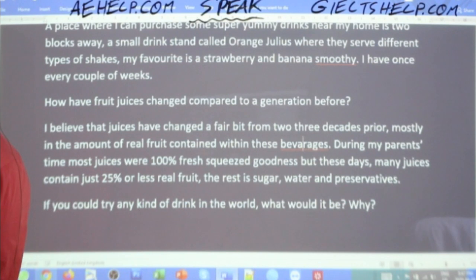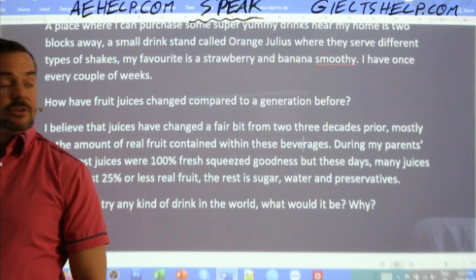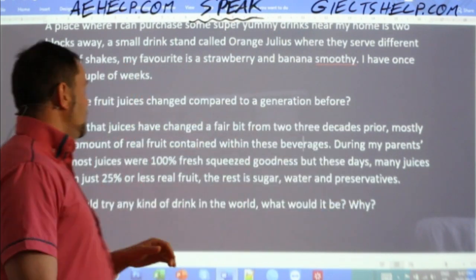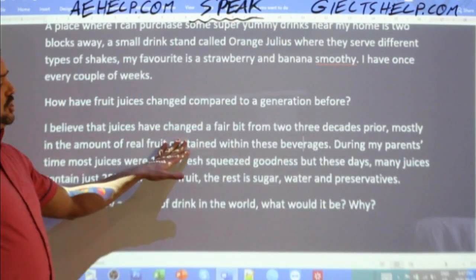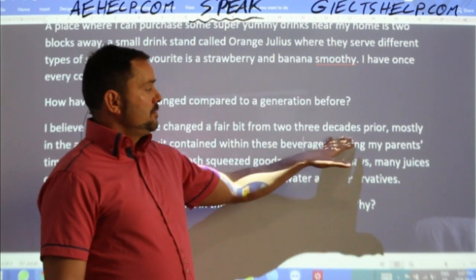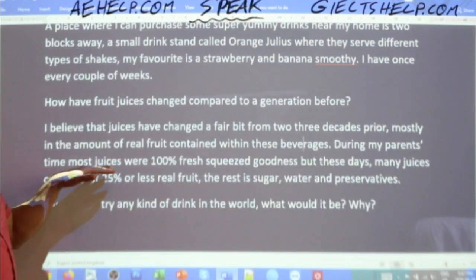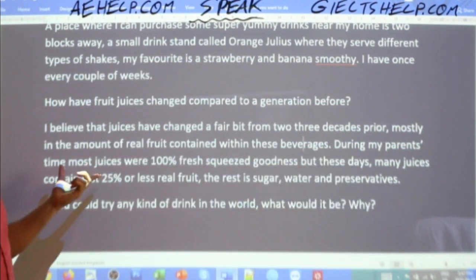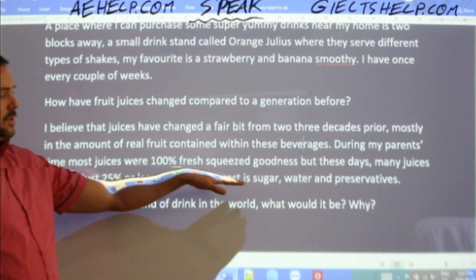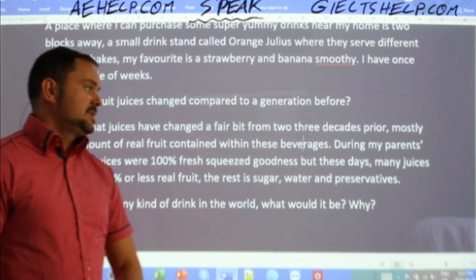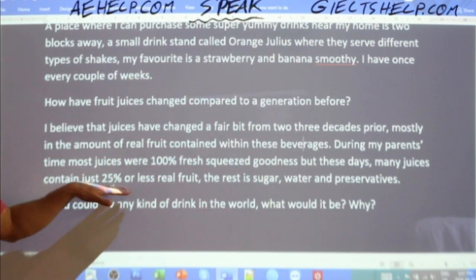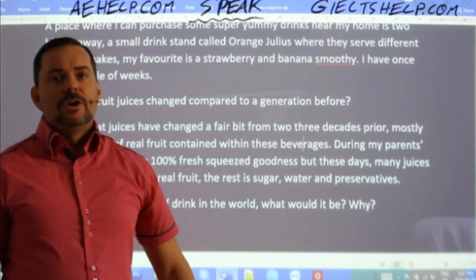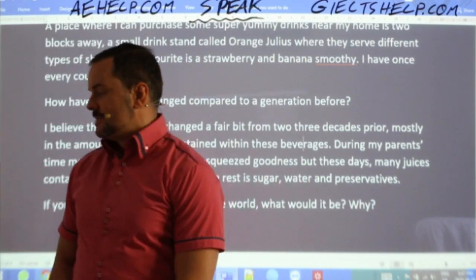So, students, repeat after me. How have fruit juices changed compared to a generation before? I believe that juices have changed a fair bit from 2-3 decades prior, mostly in the amount of real fruit contained within these beverages. During my parents' time, most juices were 100% fresh squeezed goodness. But these days, many juices contain just 25% or less real fruit. The rest is sugar, water, and preservatives.